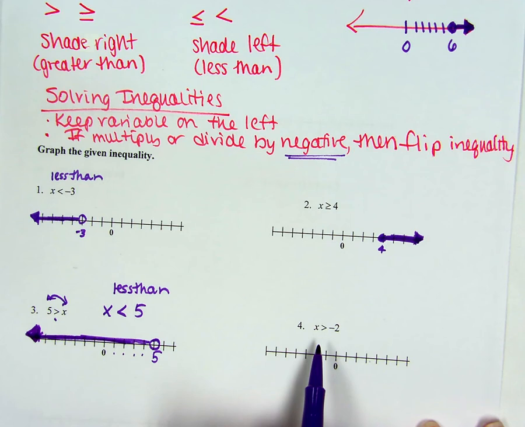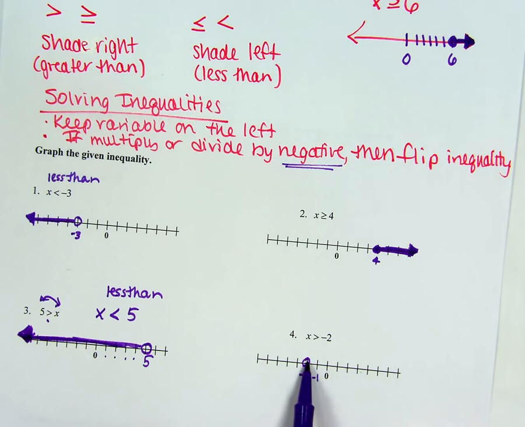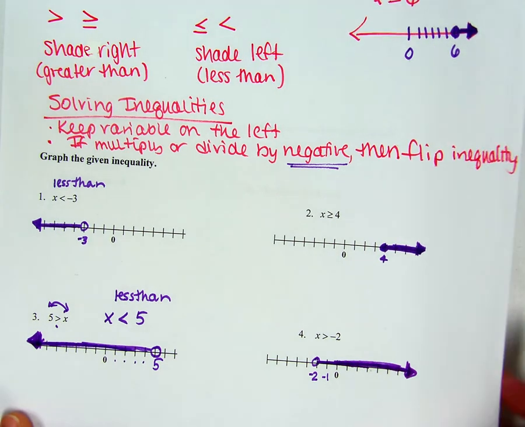And then last one, this says x is greater than negative 2. So find negative 2. Open circle because it's just greater than. And then I'm going to shade to the right because numbers that are larger are going to be to the right. Okay, so hopefully that section was easy and you remember how to do that.